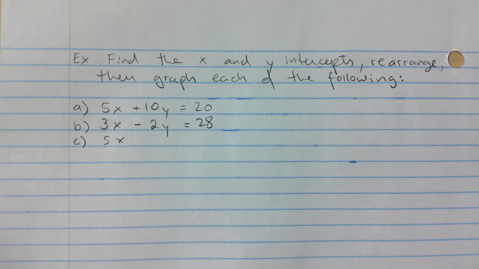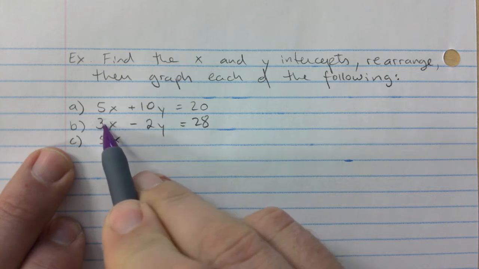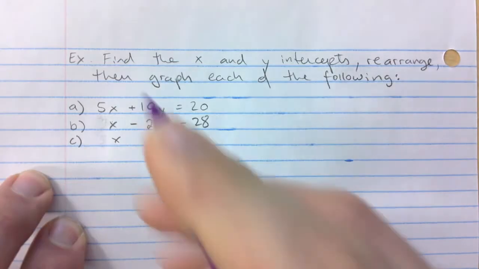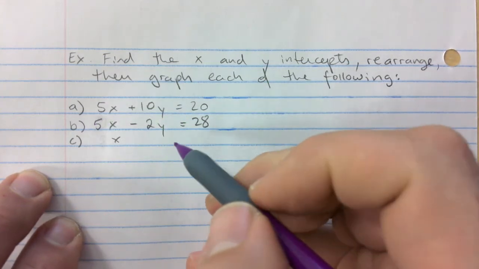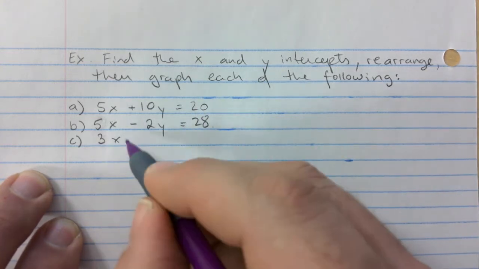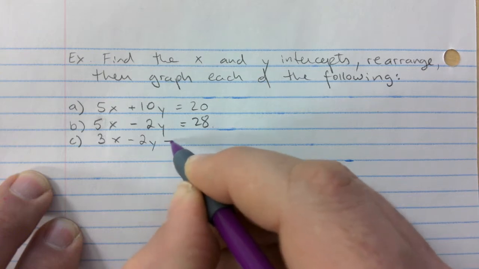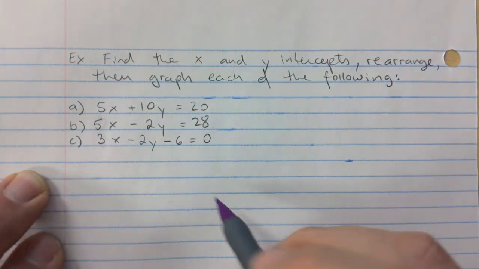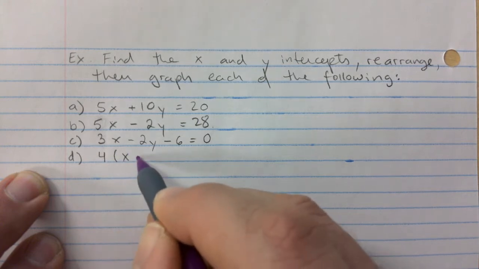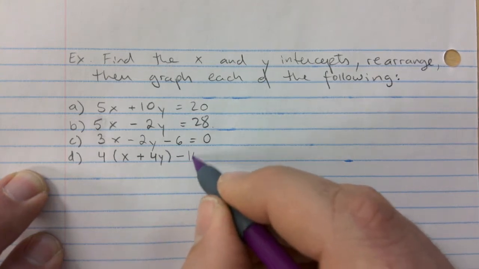Sorry, I need to go back. We're going to change B to a 5. Sorry, this was supposed to be a 5, not this. Can you change that, please? So this is 5x minus 2y is equal to 28. And then it's 3x minus 2y minus 6 is equal to 0. There it is. And then D: 4x plus 4y minus 16 is equal to 0.